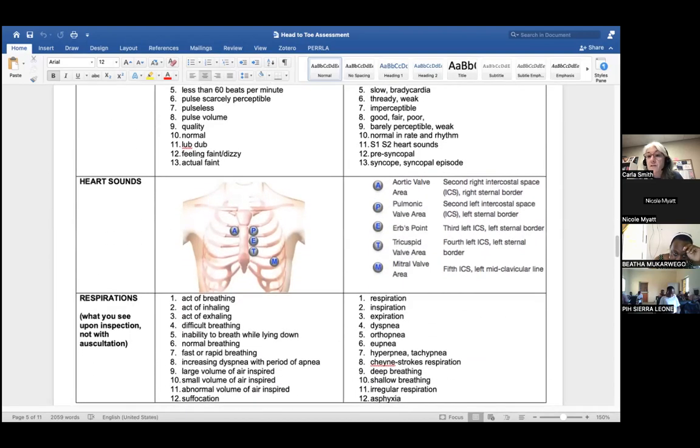When we listen to heart sounds, we really want to listen to all 5 locations. And if we are hearing abnormalities, a murmur, a click, a rub, you want to be able to document what location you hear that in.